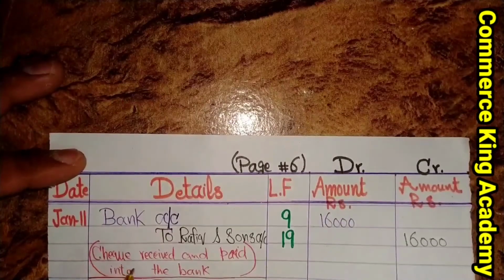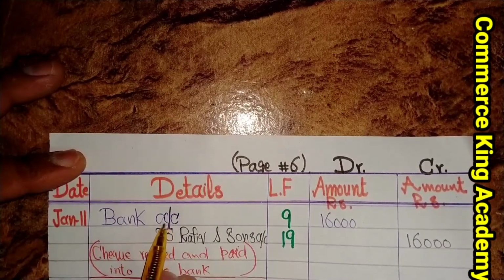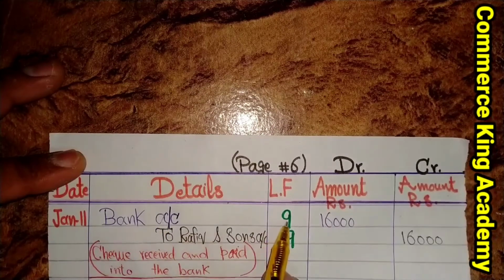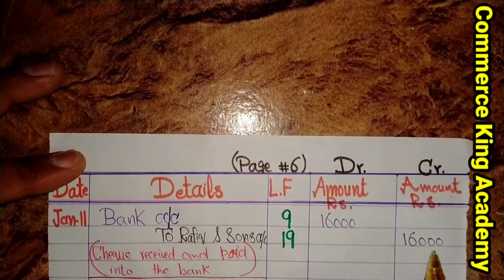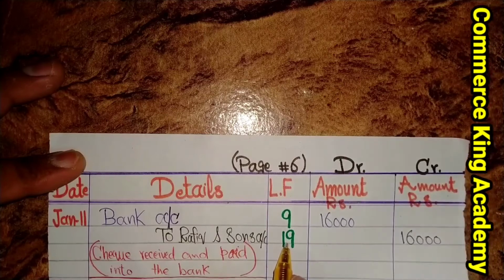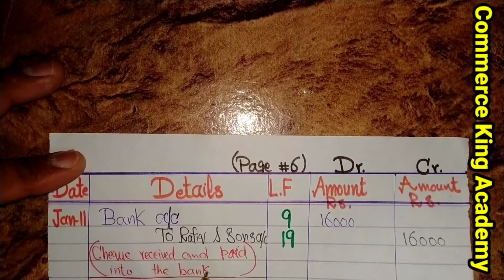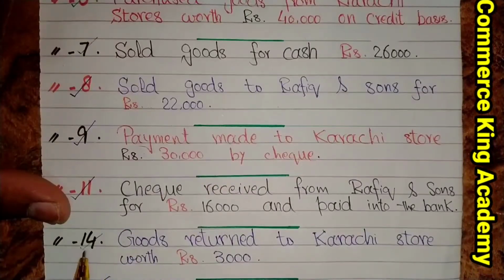okay. So this is the journal entry of this transaction, Jan 11th: bank account debit with 16,000 rupees, ledger folio number 9, to Rafiq and Sons account credit with amount 16,000 rupees with ledger folio number 19. Detail: check received and paid into the bank. Are you okay? Next transaction is Jan 14th.